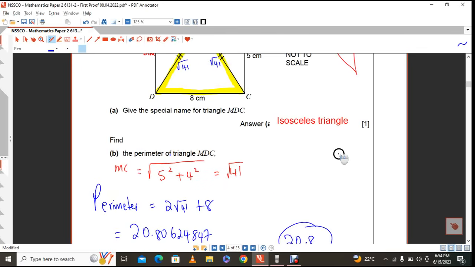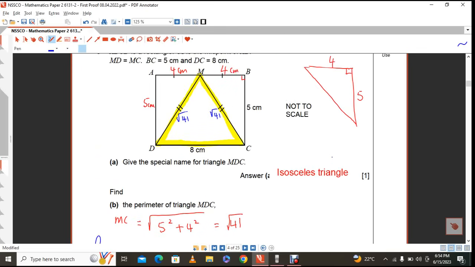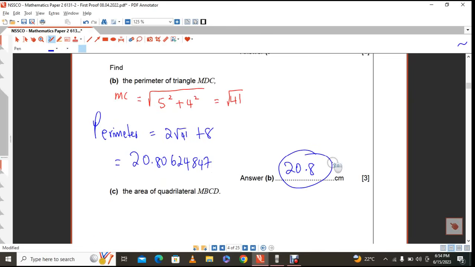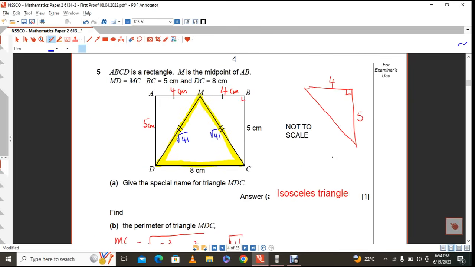They want us now to find the area of the quadrilateral MBCD. If I take away this, just to see what they are looking for, they are looking for the area of this shape that I'm now shading. And if you know what that shape is, you can see that it's a trapezium, or trapezoid, depending on which part of the world you are in, okay, trapezium.